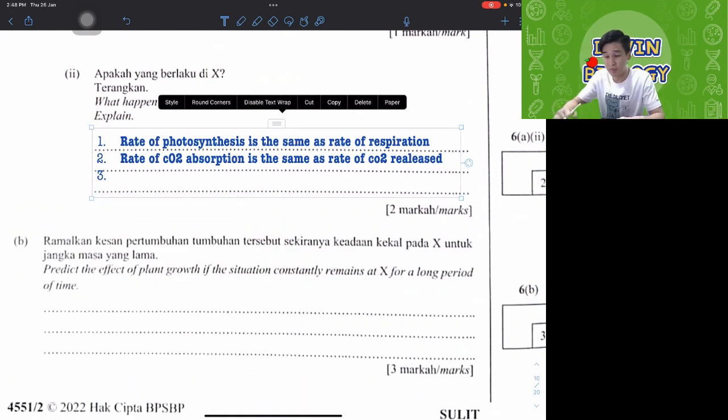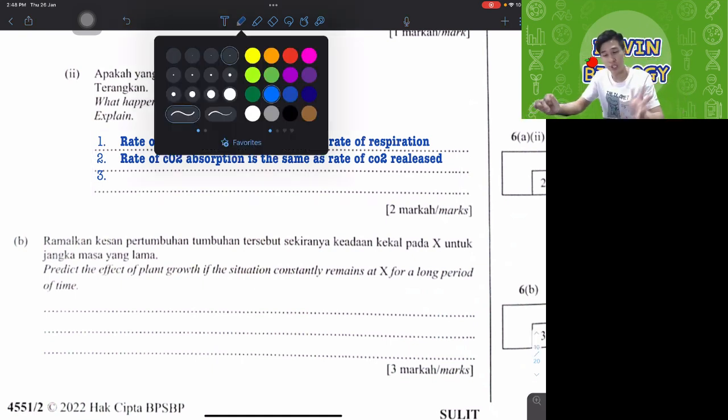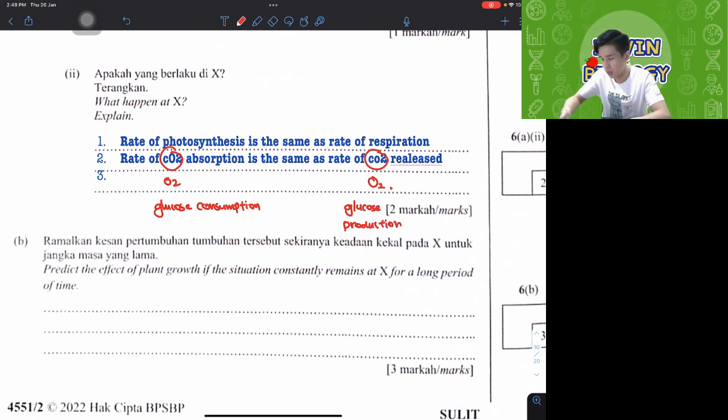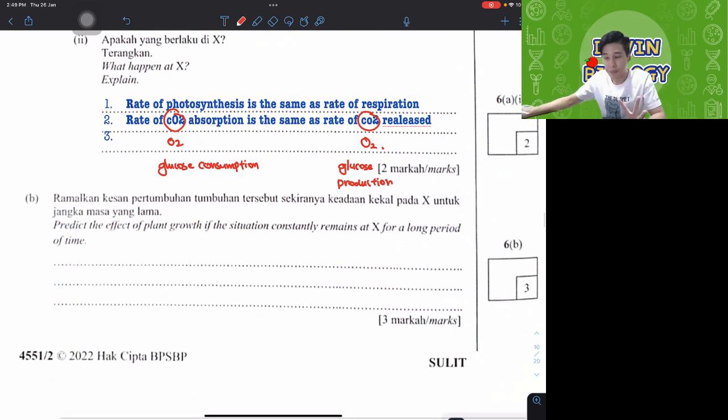You can also talk about oxygen, because photosynthesis releases oxygen and respiration uses oxygen. So you can also write oxygen. So there are two different points here. And one more, you can also talk about glucose. For glucose, you don't say absorb or release. We say rate of glucose consumption. Respiration uses glucose, right? And glucose production. Photosynthesis produces glucose. It will be the same as well. So these are the three things we can mention at compensation point.